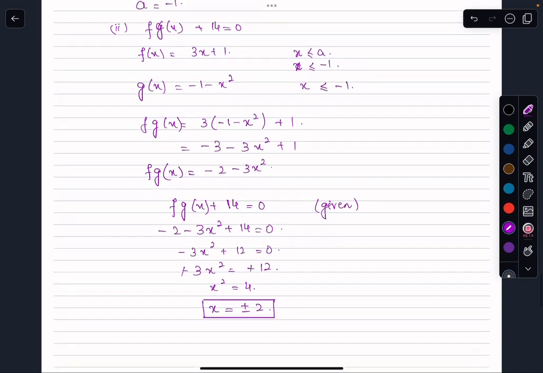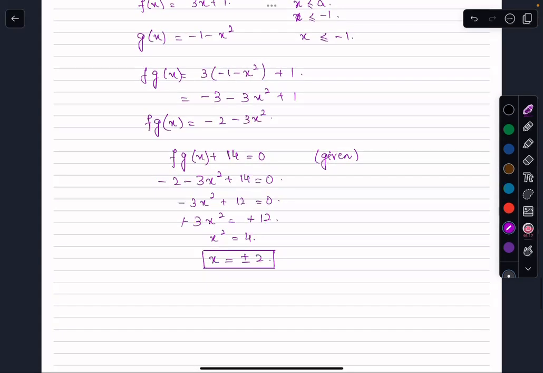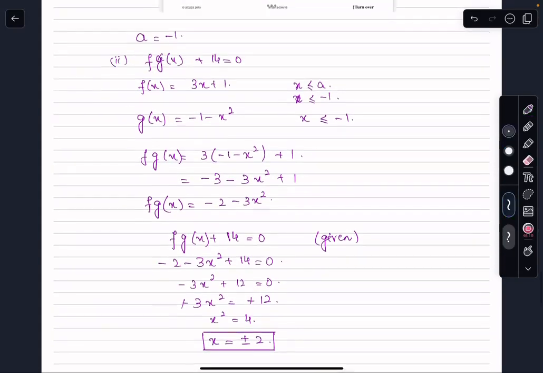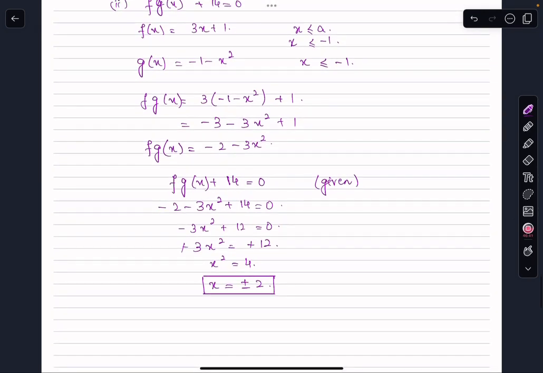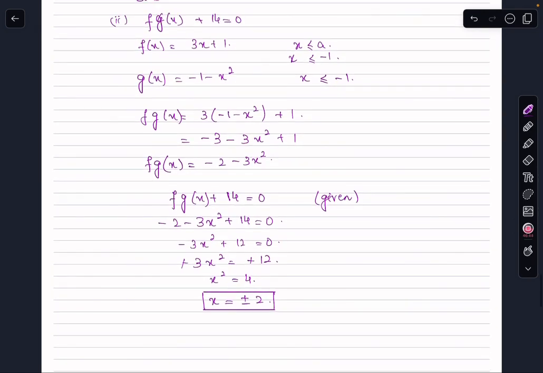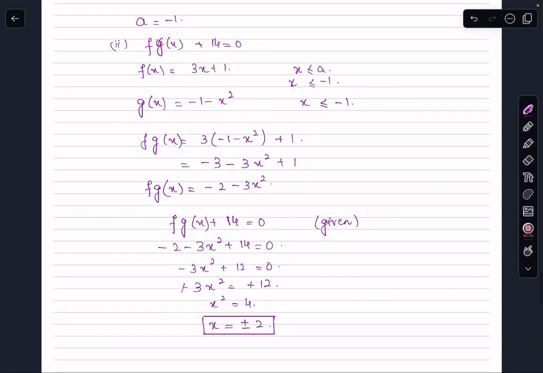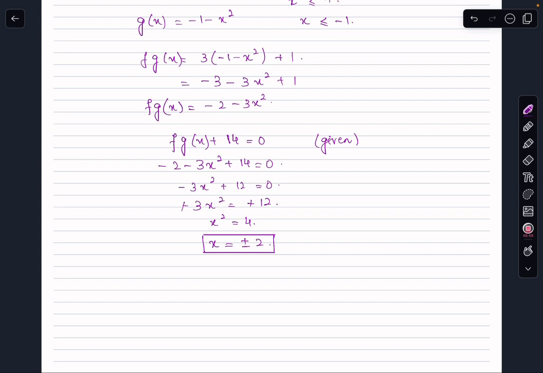Now I need to consider the condition here which says x should be lesser or equal to minus 1. That was the given domain condition. We had x lesser or equal to minus 1 for the function f, and g also had the same domain. So I cannot say that x should be equal to positive 2, because positive 2 is not lesser or equal to minus 1. For this condition, the x value has to be negative 2. So this is going to be my final answer here: x equals negative 2.